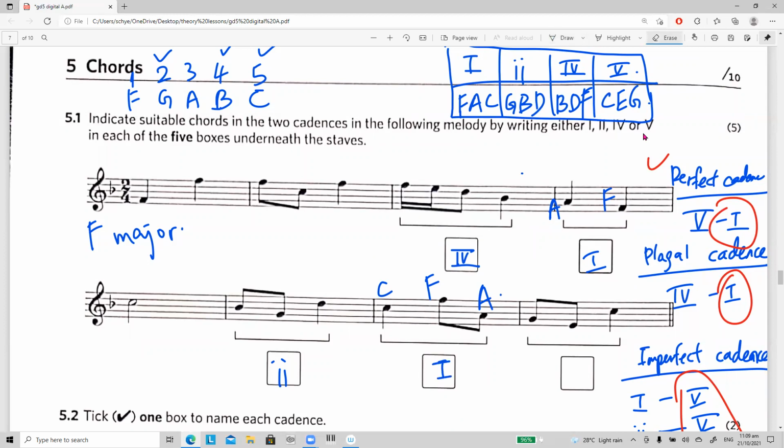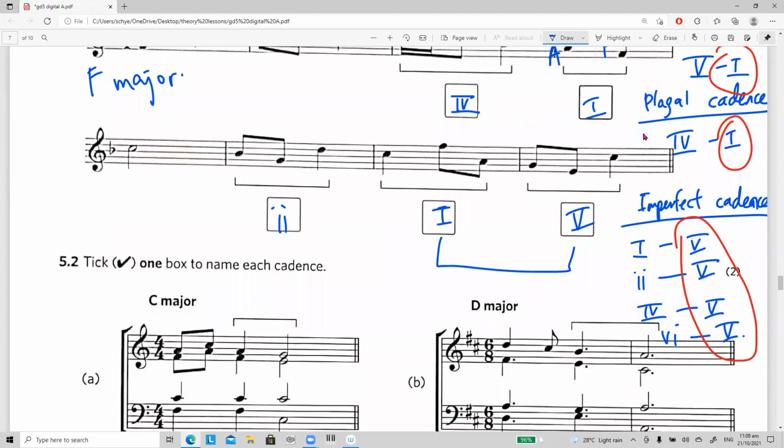Now next chord, write the letter names. This is a G, this is an E, this is a C. Which chord contains C, E, and G? So it's chord 5. In that case, this cadence ends with 5. So when it goes 1 to 5, it will be an imperfect cadence.